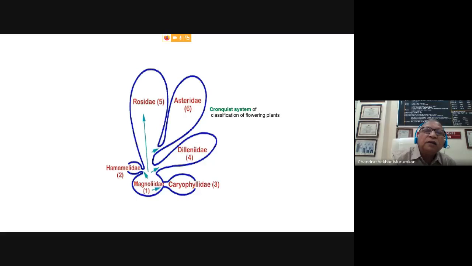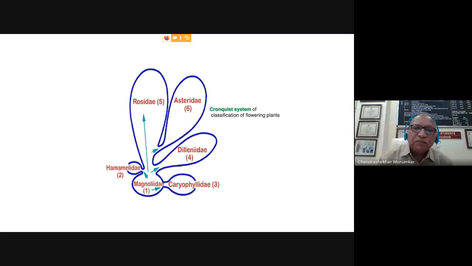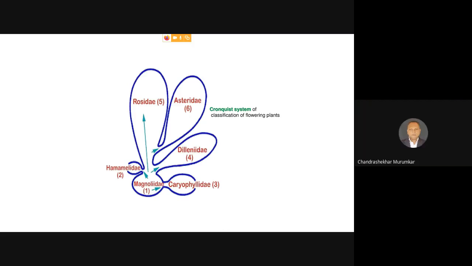Then Cronquist assumed that there are two independent strains of evolution in dicots, shown by the Rosidae and Asteridae. The difference between the two is that Rosidae have all the permutations and combinations of complexity, but basically the ovary is inferior. For example, in the families Myrtaceae, Leguminosae, Campanulaceae and many others, the ovary is inferior. But if you compare the advanced families, the ovaries are superior. In some cases in Asteridae also.